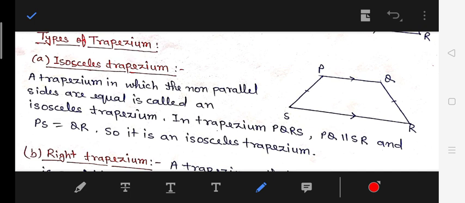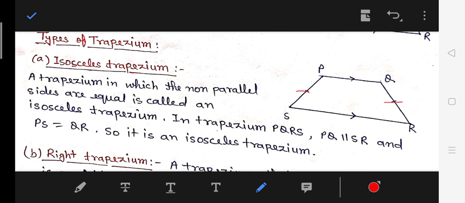So in the trapezium, what are called the non-parallel sides? Here PQRS is a trapezium. So here PQ and SR, these two are the parallel sides. So leaving these two sides, whatever the rest of the sides are there, that are PS and QR. So these are called the non-parallel sides. So two opposite sides in a trapezium which are not parallel to each other, that are called the non-parallel sides. So here PS and QR are the non-parallel sides.